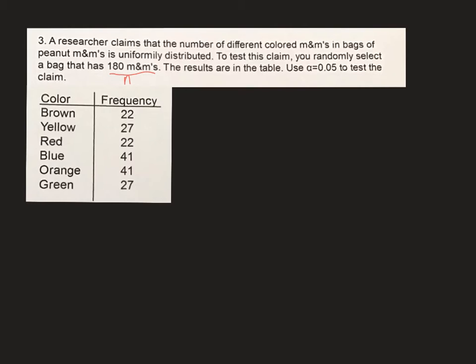So, key word here is that they're uniformly distributed, which means the percentage of every single color should be the same. So, if we have 180 M&Ms and we have 6 different colors, the good news is it makes finding your expected much easier because they're all going to be the same. We don't have to worry about a percentage and multiplying that percentage by n, because if they're uniform, we have to have the same number. And that number is going to be 30.